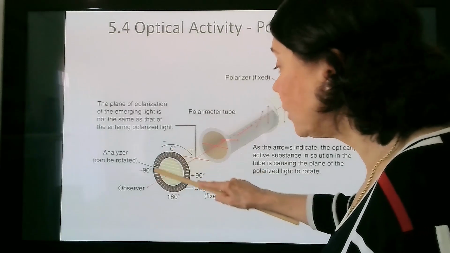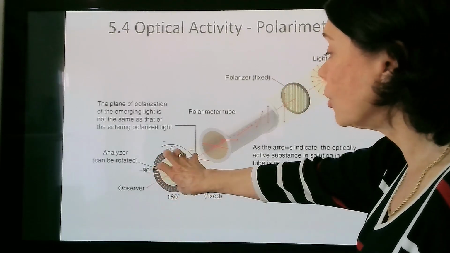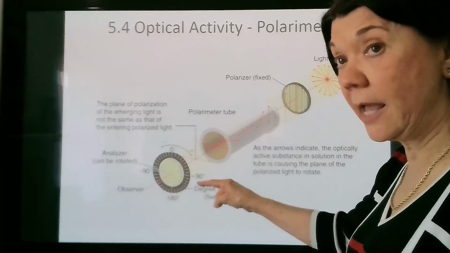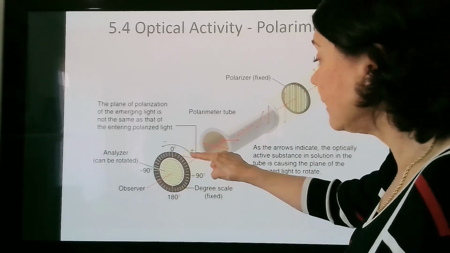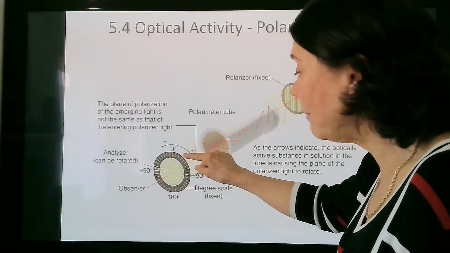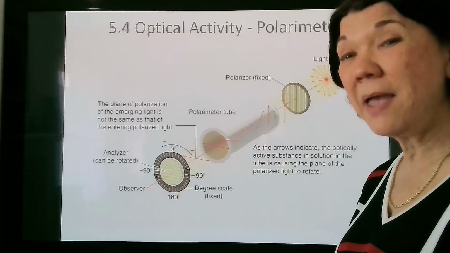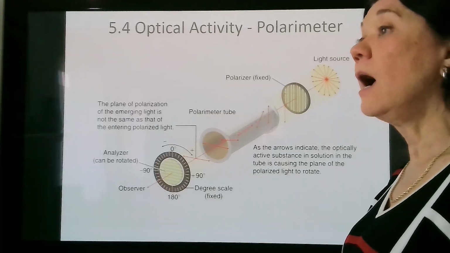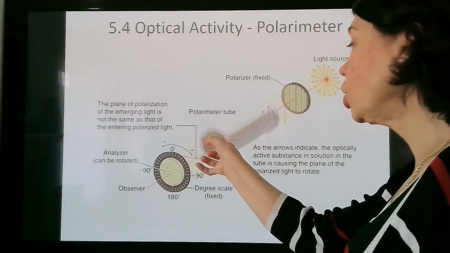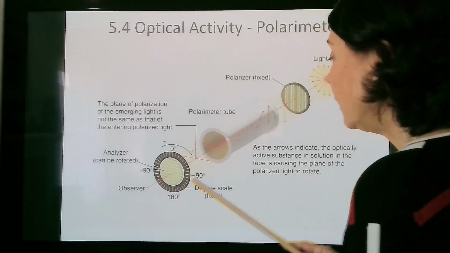How much? You can turn this dial and see how much. So how much do you turn the dial? You have to turn this dial until you can see light again. And when you can see light again, it means that you have turned this so that these slits exactly match that plane and the light is coming out. And so that's how you measure the amount that your optically active compound turns the light that is coming through the sample. And so you measure it in degrees.